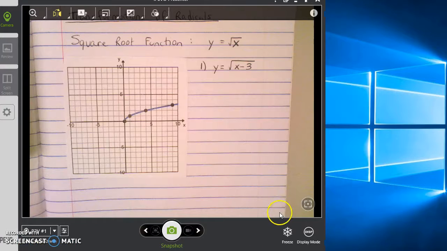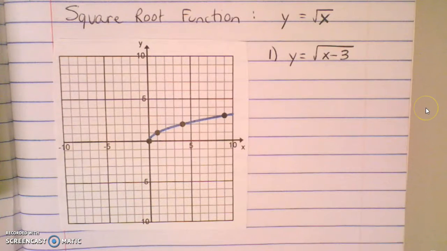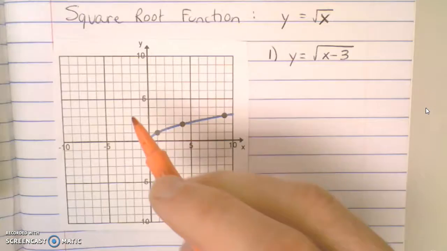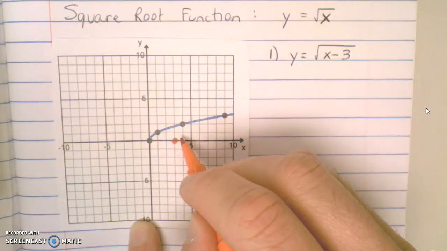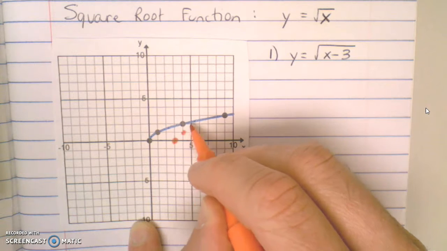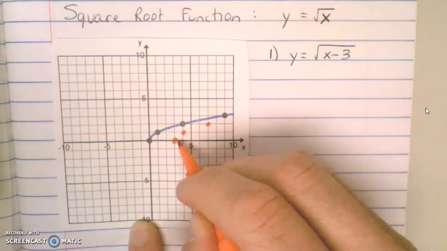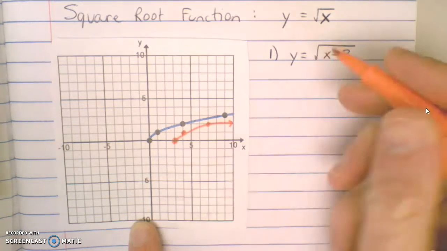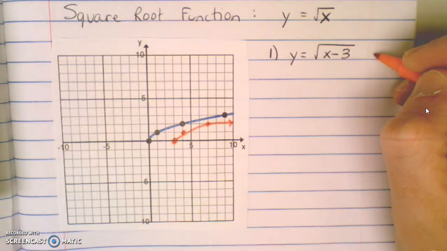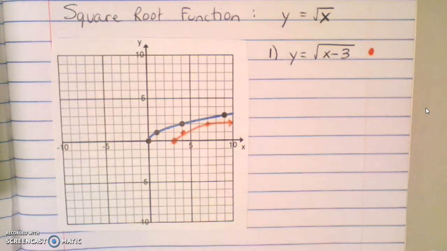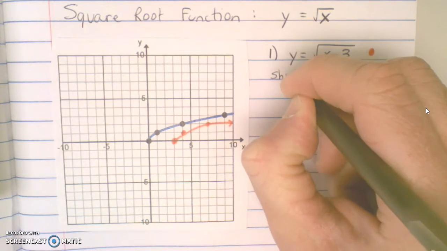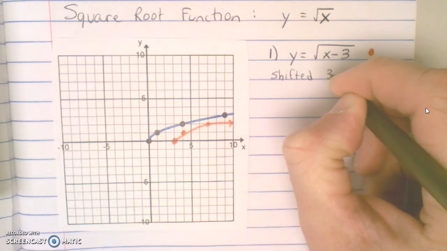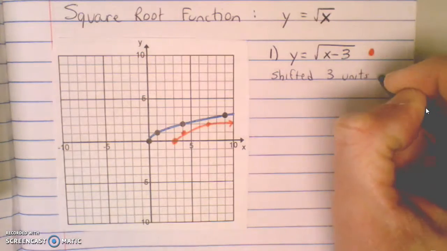So I'm going to sketch that graph on here. I'm going to use a different color, so you should have colored pencils. We said that this one shifted 3 units to the right, and then everything else stayed the same. So shifted right 3. I'm going to put a little color next to this one so I can remember that was orange. And then I'm going to write what happened. Shifted 3 units right.